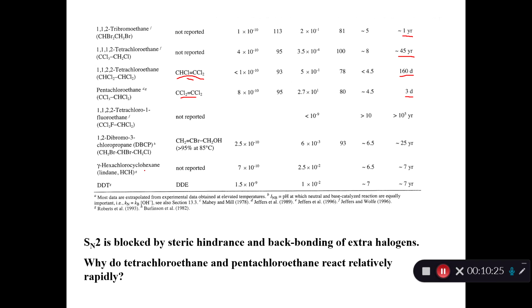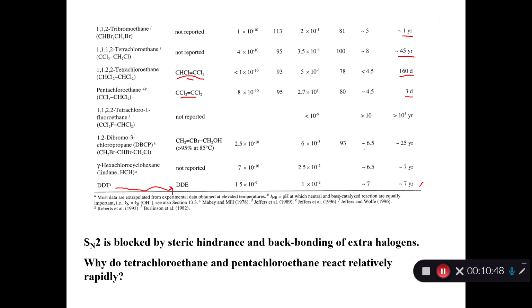And also, by the way, notice DDT being converted to DDE. This is a hydrolysis mechanism. Time scale of about 7 years. So this is why most of the DDT that's been released to the environment has converted to DDE, because DDT has been banned since the 1960s. So it's had plenty of time to undergo this reaction.